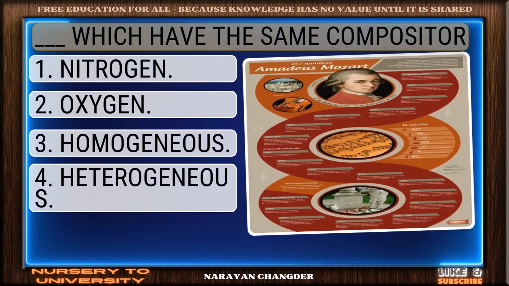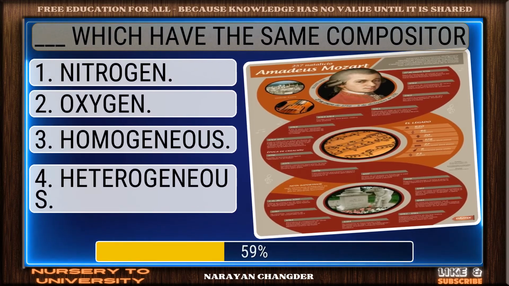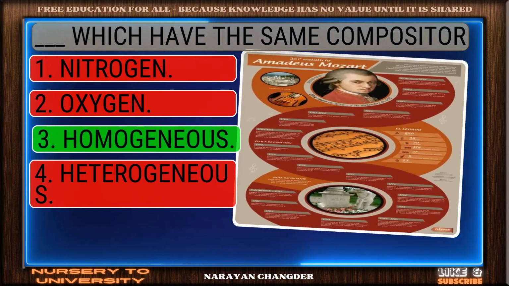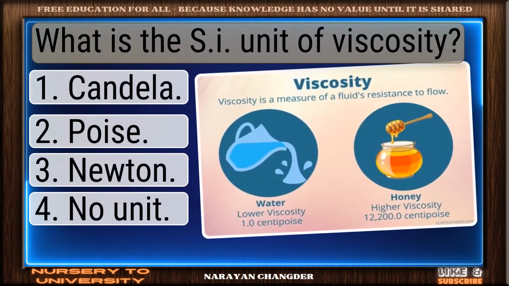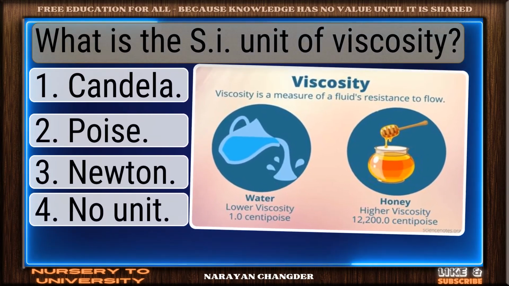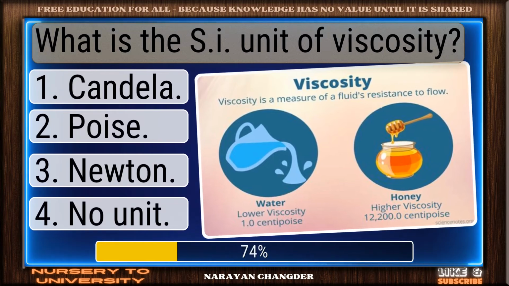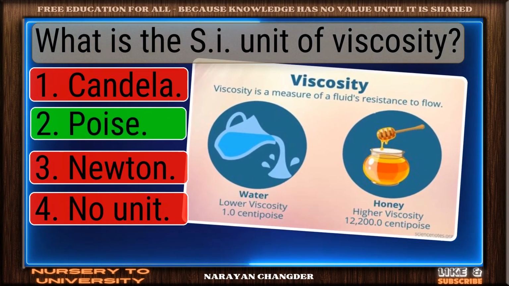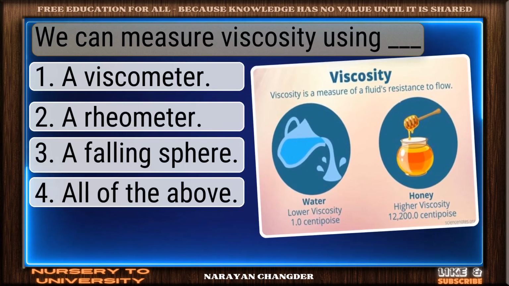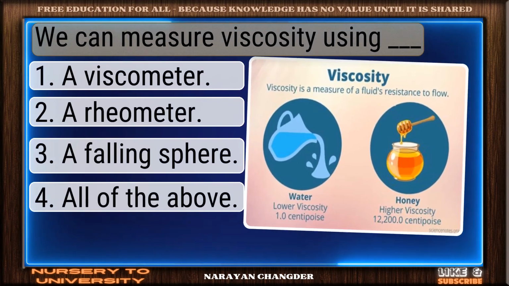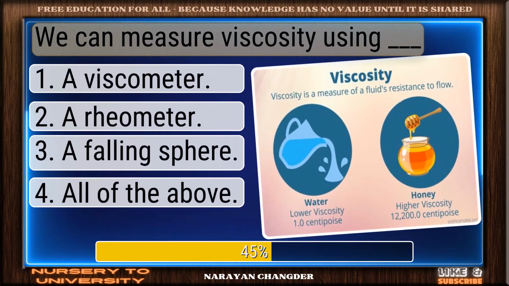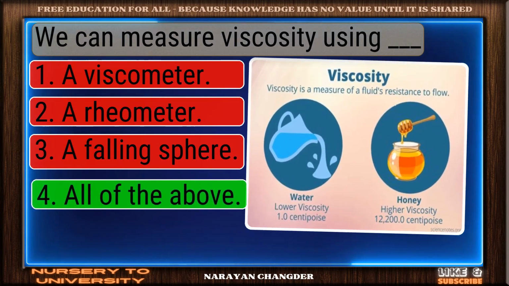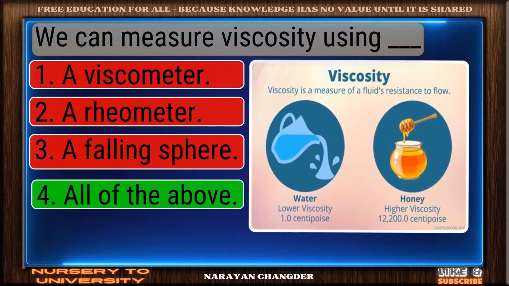Dash which have the same composition. Good thinking. Homogeneous is the right answer. What is the SI unit of viscosity? Great thinking. Poise is the right choice. We can measure viscosity using dash. Nice selection. All of the above is the correct and valid answer.